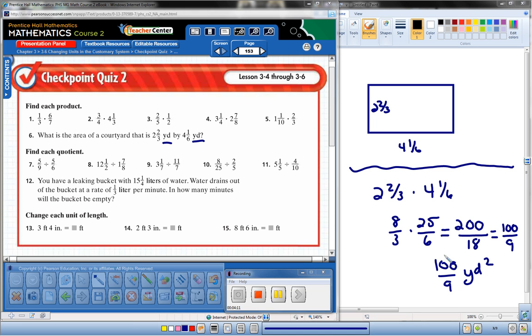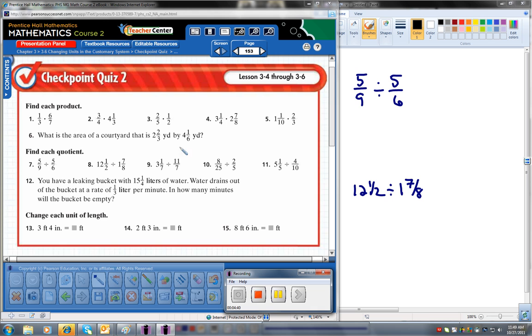Now, most people would say a mixed number is a better answer for the common person. Not you, because you're mathematically inclined, but the common person. In that case, 9 goes into 100 11 times with a remainder of 1. So 11 1/9 square yards would probably be the socially acceptable answer. You know in my class, 100/9 is perfectly good.